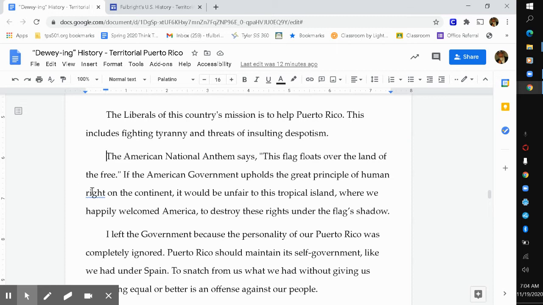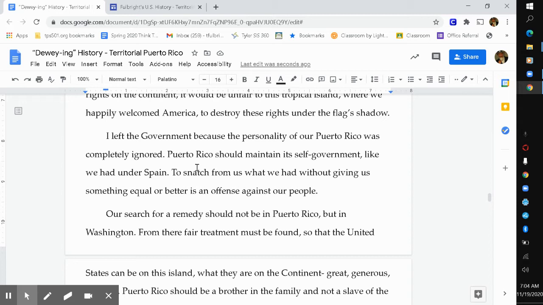shouldn't you be free? If the American government upholds the great principle of American rights on the continent, it would be unfair to this tropical island where we happily welcomed America to destroy these rights under the flag's shadow. If the American flag stands for human rights, as to this, why are we not giving people equal rights?